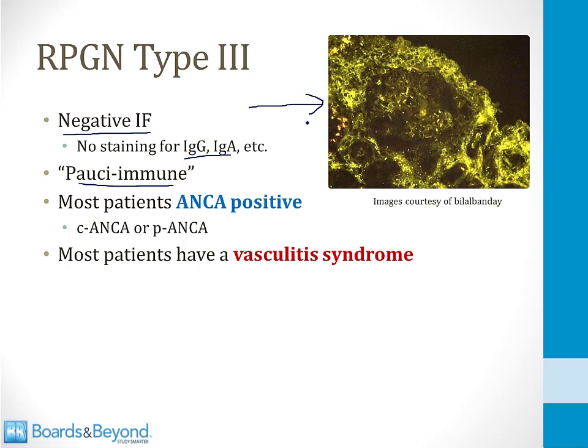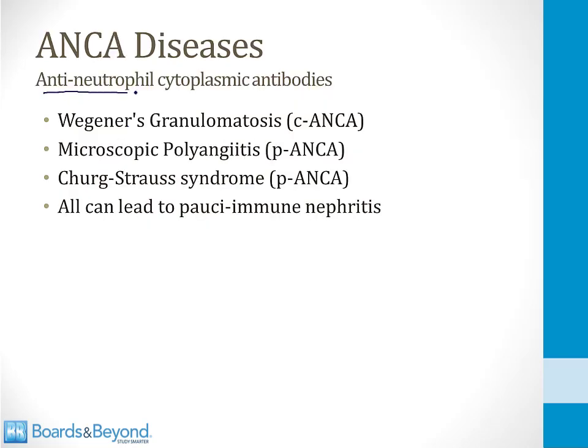Most patients who have this type of RPGN are ANCA positive, meaning they have either the C-ANCA or the P-ANCA antibodies. I talk about these antibodies in detail in the video on vasculitis. They are commonly seen in many vasculitis syndromes, and in fact, most patients who have RPGN type 3 also have some other vasculitis syndrome. ANCA stands for anti-neutrophil cytoplasmic antibodies, and there are a number of vasculitis syndromes that involve these antibodies. I discussed them all in the video on vasculitis.